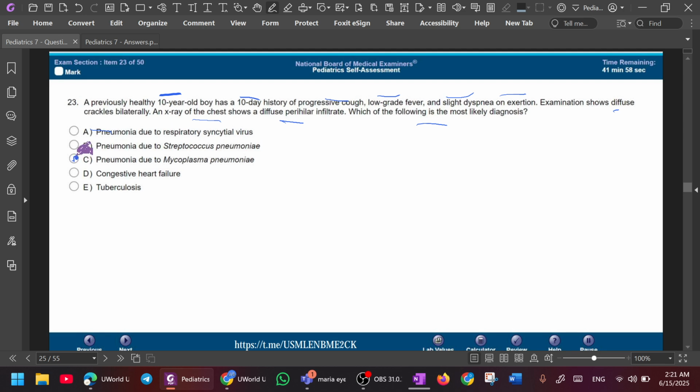Strep pneumo. Strep pneumo is no. In strep pneumo, shouldn't we need a high-grade fever? Strep pneumo is lobar, not diffuse. Okay. Ready? Yes.